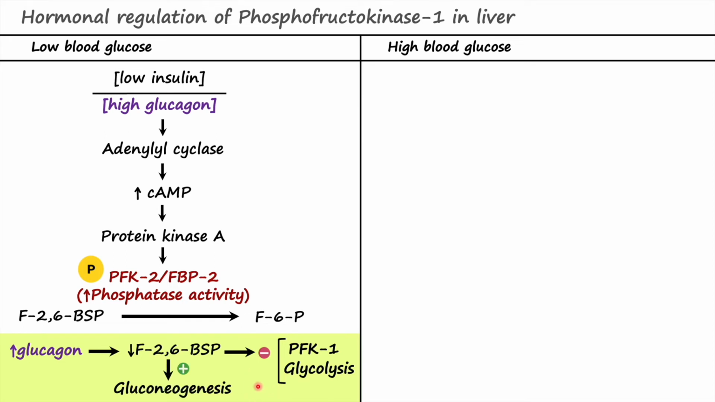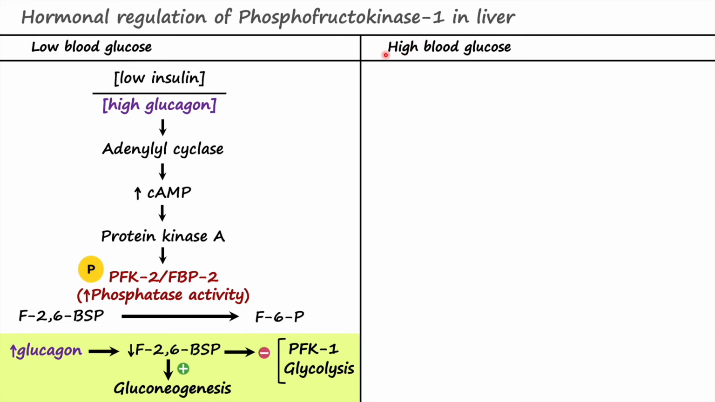And this increase in the production of glucose also enables the liver to replenish blood glucose in response to the higher glucagon level. So, together, glucagon lowers the cellular fructose 2,6-bisphosphate level, inhibiting glycolysis and stimulating gluconeogenesis in the liver.